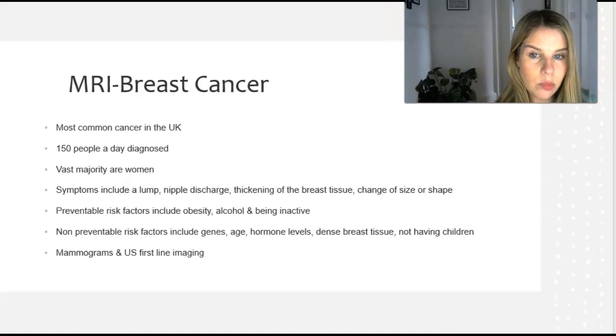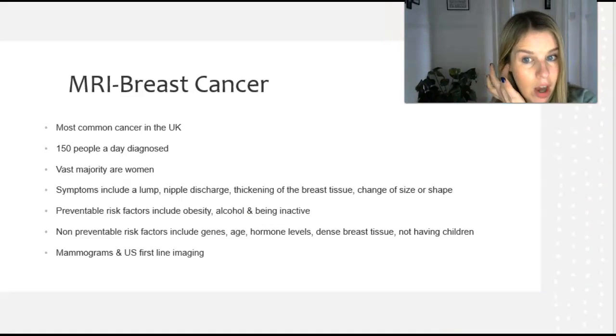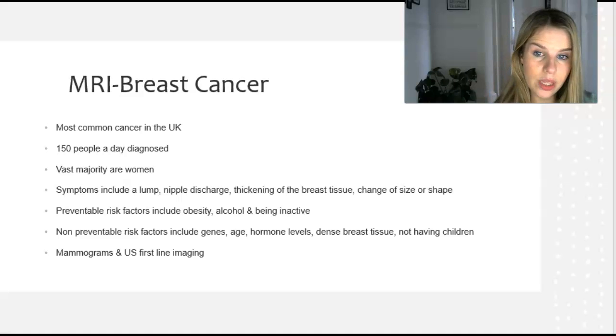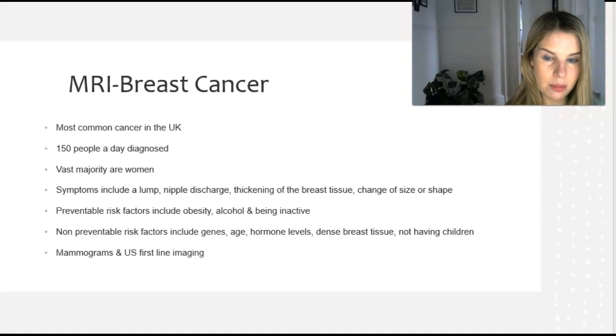So breast cancer is the most common cancer in the UK. So about 150 people a day are diagnosed with it. And the very vast majority are women, although men can get it as well. And some of the symptoms are a lump, thickening of the breast tissue, discharge, any sort of change of size or shape of the breast would be considered a symptom.